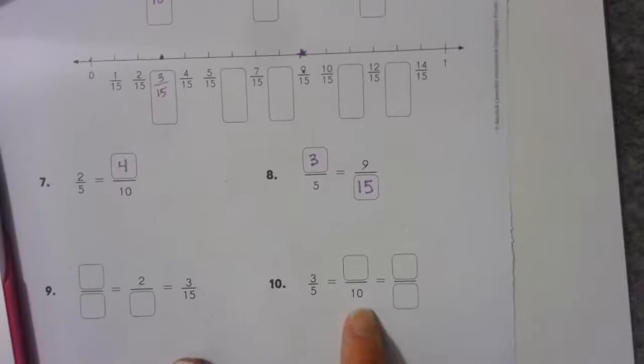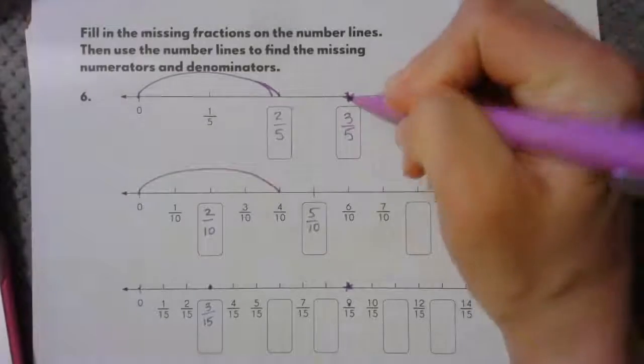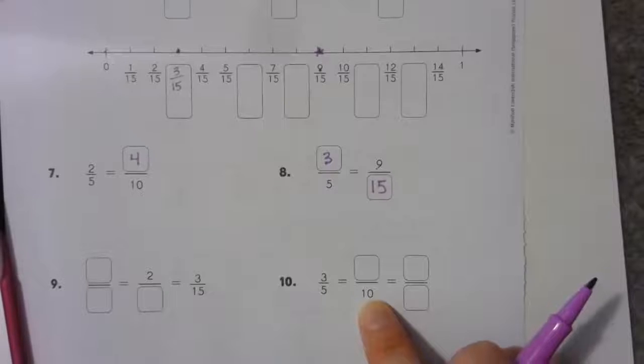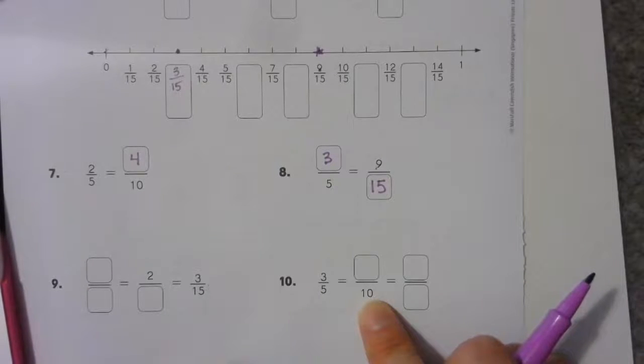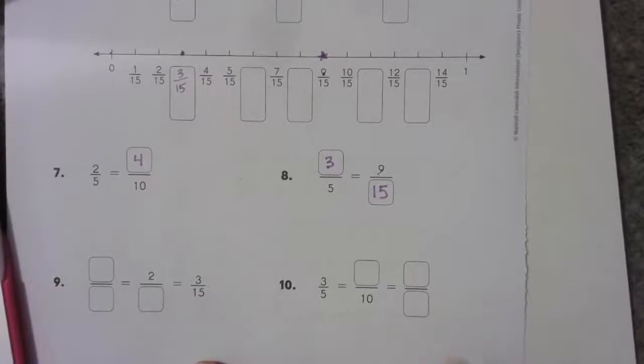Same type of thing down here. We're going to find 3/5, and we are going to see how many tenths are equivalent to 3/5, and then we're going to find another fraction that is also equivalent to 3/5, and you're going to fill those in.